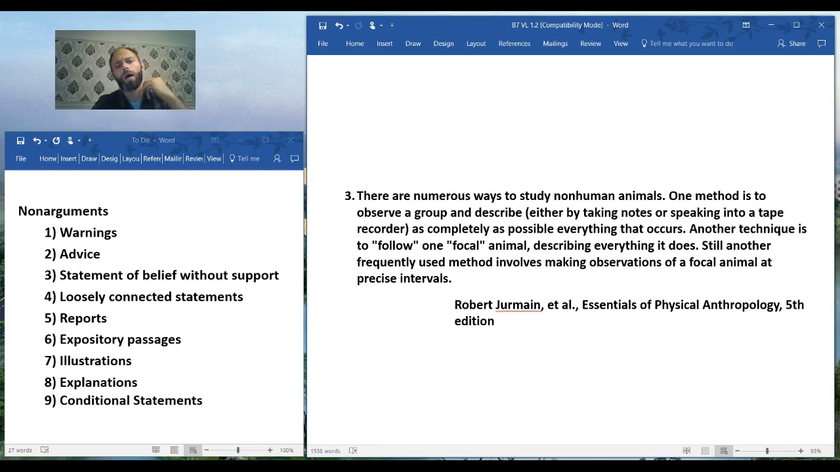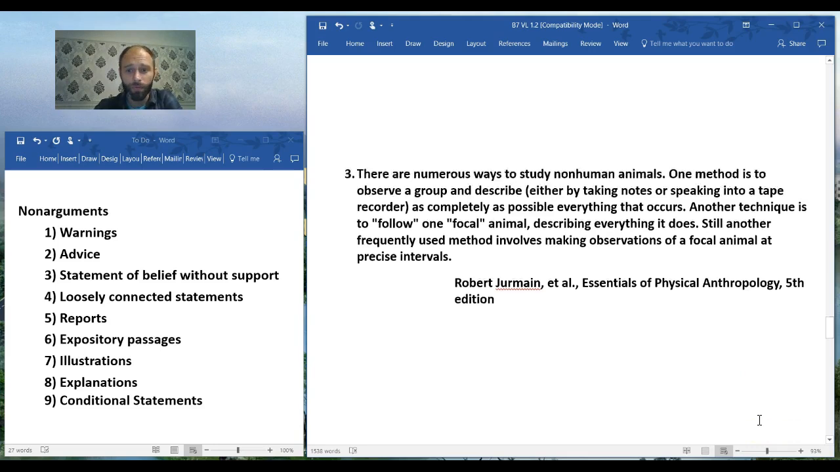So the first sentence says there are numerous ways, and then the rest of the passage gives us examples of those ways, right? One method, observe the group. Another technique is to follow one focal animal. Another technique is making observations of a focal animal at precise intervals. So this enumerates or illustrates the different ways that people can study non-human animals. So this is going to be an illustration. Illustrations, recall, provide us with examples.